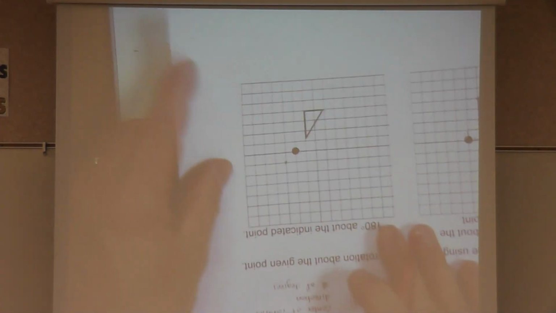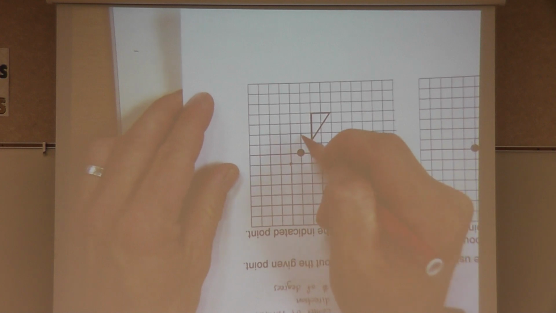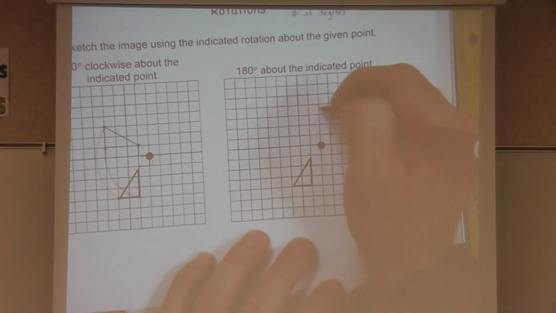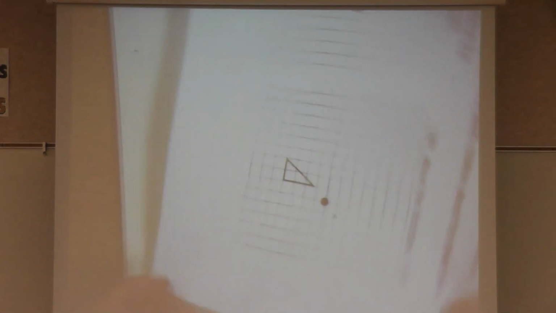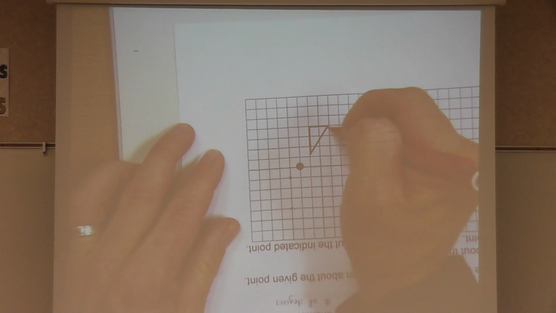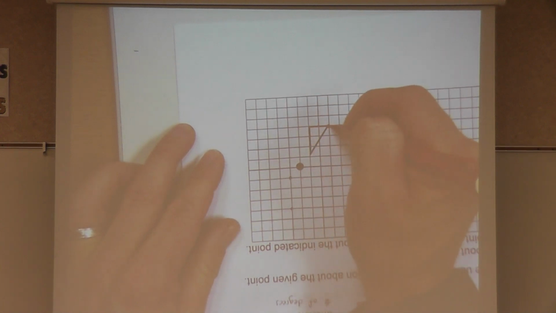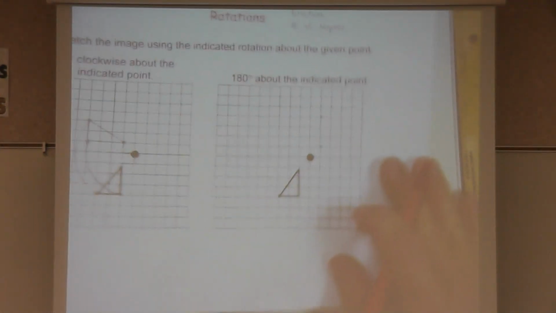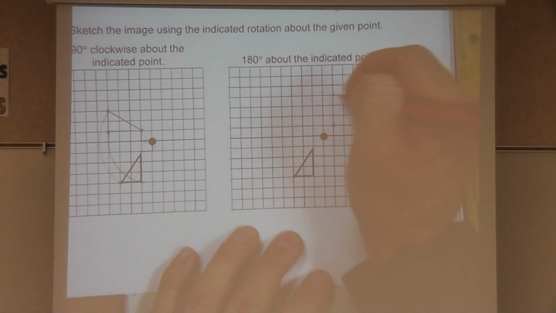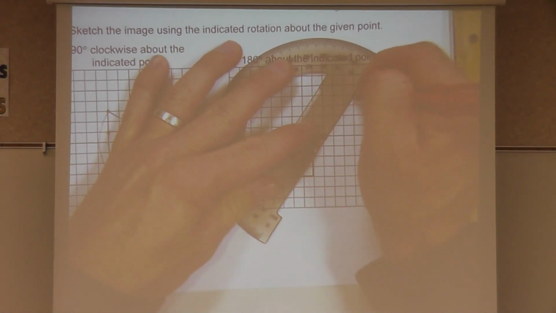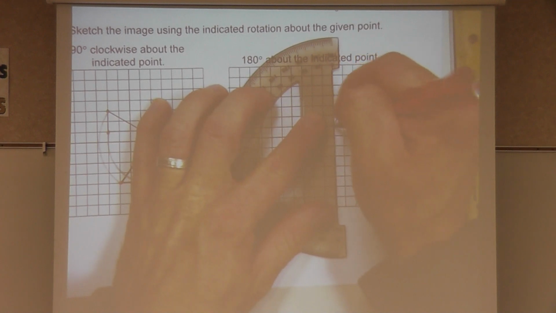Turn back. It's up 1, 2, 3, 4, and now 1 to the right. So turn back, up 4, 1 to the right. One more corner to go, one more vertex. This last vertex right here is up 1, 2, 3, 4, and over 1, 2, 3. Up 4 and over 3. So this becomes the triangle. This is the image of the original pre-image.